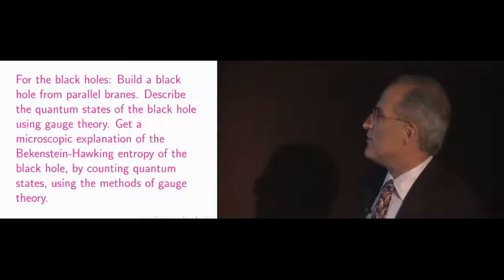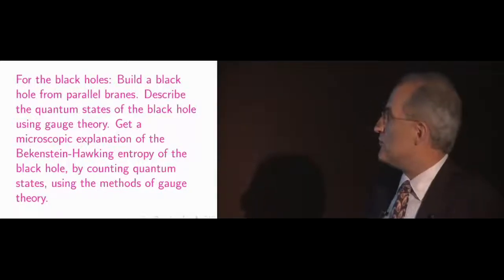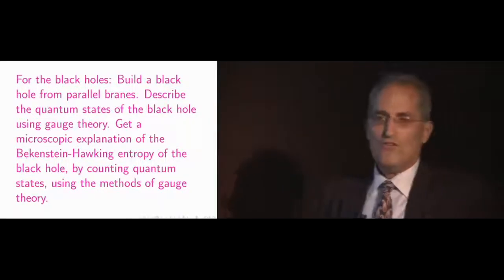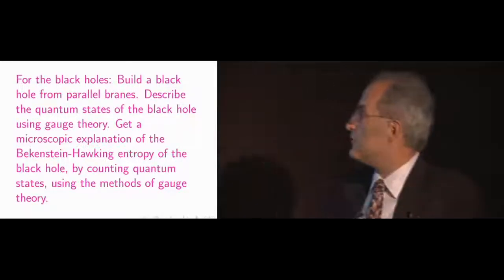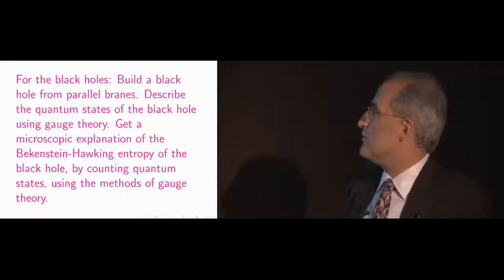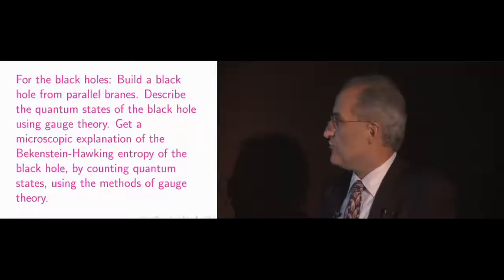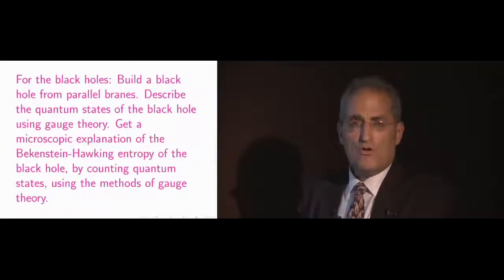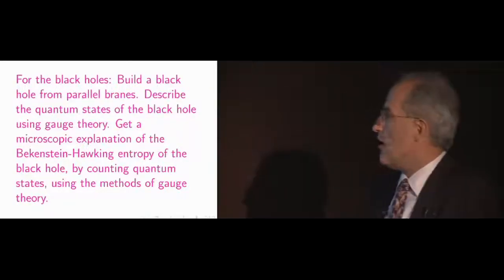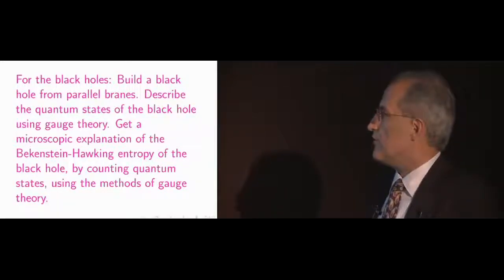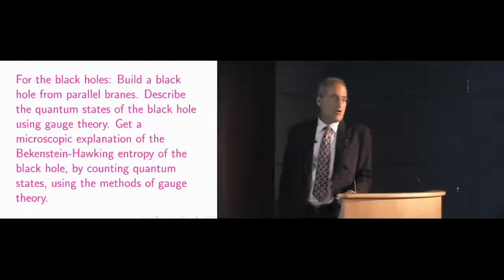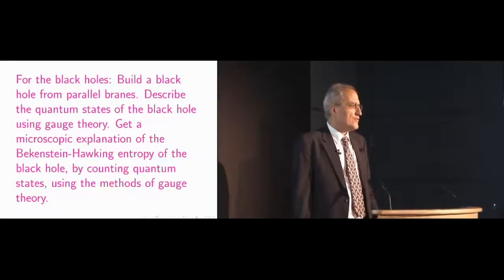You make a black hole out of something which is simpler, which are branes in string theory, and then you know the quantum laws that describe the branes. In fact, it's what I told you here, U(N) gauge theory. So you get a situation where you understand the black hole quantum mechanically, and you can use that understanding to compute the Bekenstein-Hawking entropy of the black hole by counting quantum states using methods of gauge theory.